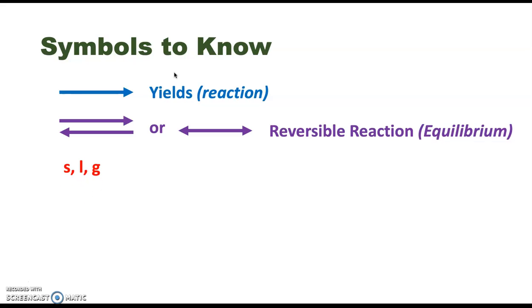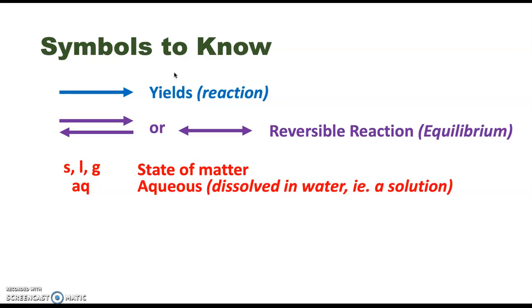Now, if you see S, L, and G after the compounds, don't freak out. It just means solid, liquid, or gas, the state of matter. And then there's another one, AQ, which stands for aqueous. It means the compound is dissolved in water. It's in solution. So if you see the S, L, G, or AQ after the formulas in an equation, that just tells you what state it's in. Is it a solid, liquid, gas, or dissolved?